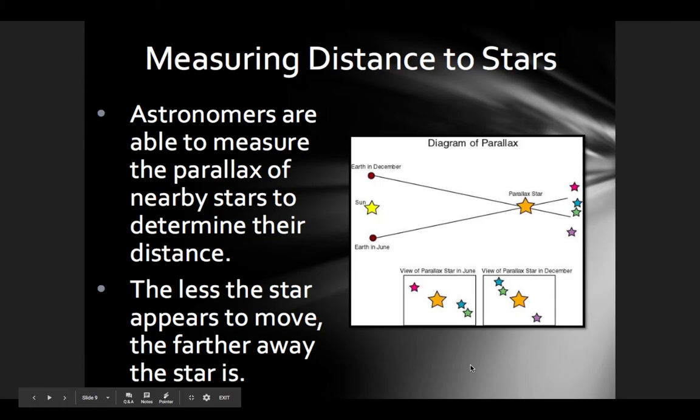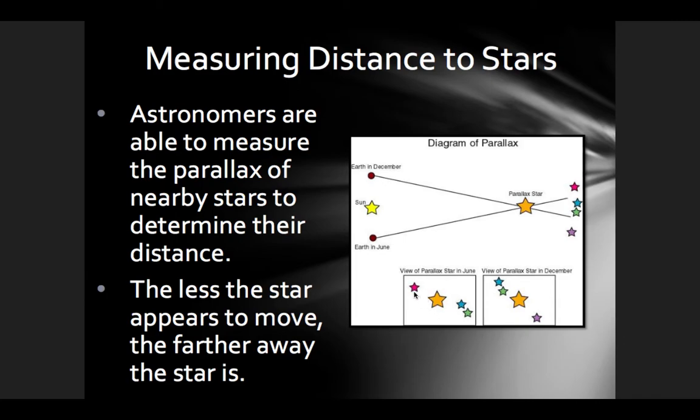So astronomers measure distance to stars, and they use that same idea of parallax, only they use nearby stars to determine the distance of another star. So here we have Earth in December and Earth in June, and we look at that star from this direction and from this direction, and we would see the stars behind it look different during different times of the year.